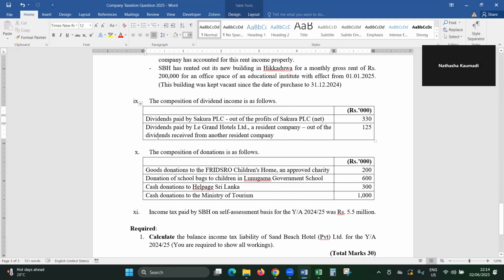And then another dividend paid by Legrand Hotels Limited, a resident company. Again, we have received dividend income from Legrand Hotels, which is a resident company, out of the dividends received from another resident company. Legrand Hotel has received dividend from another hotel company, a resident company, and then out of that dividend income, some amount has been paid to our company. So that's why it says out of the dividends received from another resident company.